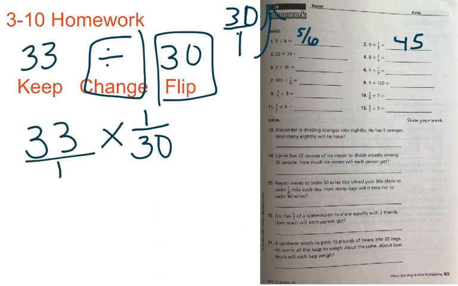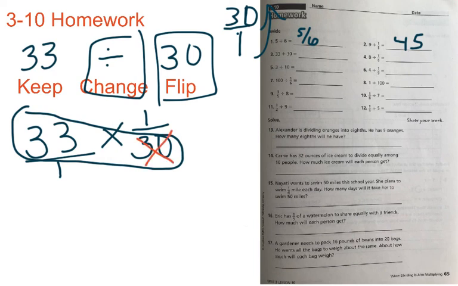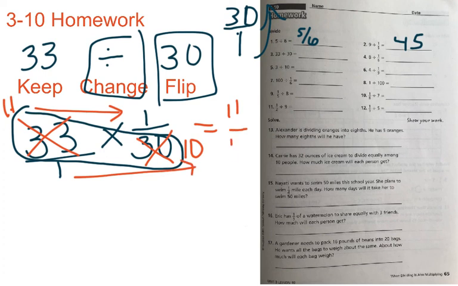33 over 1 is how I would write 33 as a fraction. And I want to now look, can I cross simplify this? Well, absolutely I can, because I can see that I have 33 and 30. And I know that 3 can go into both of those, because 3 can go into 30 10 times, because 3 times 10 is equal to 30. And 3 can go into 33 11 times, because 3 times 11 is equal to 33. So now I can complete my multiplication. 11 times 1 is equal to 11, and 1 times 10 is equal to 10.